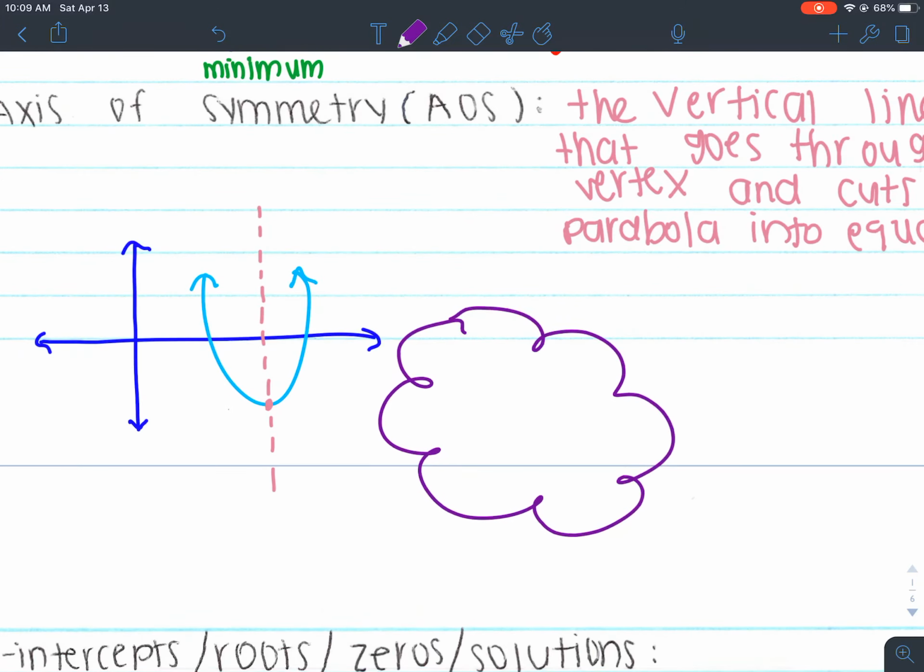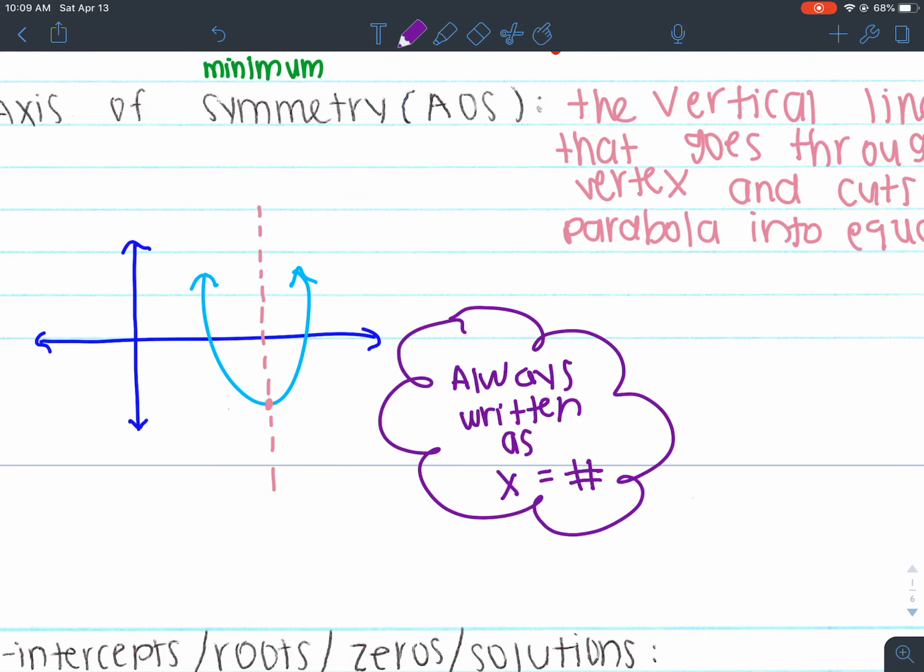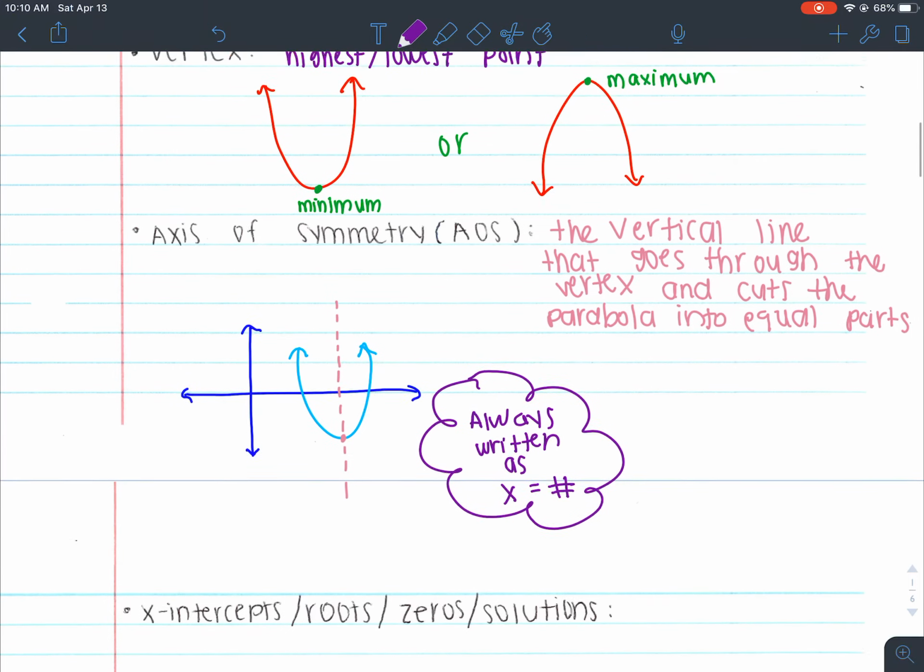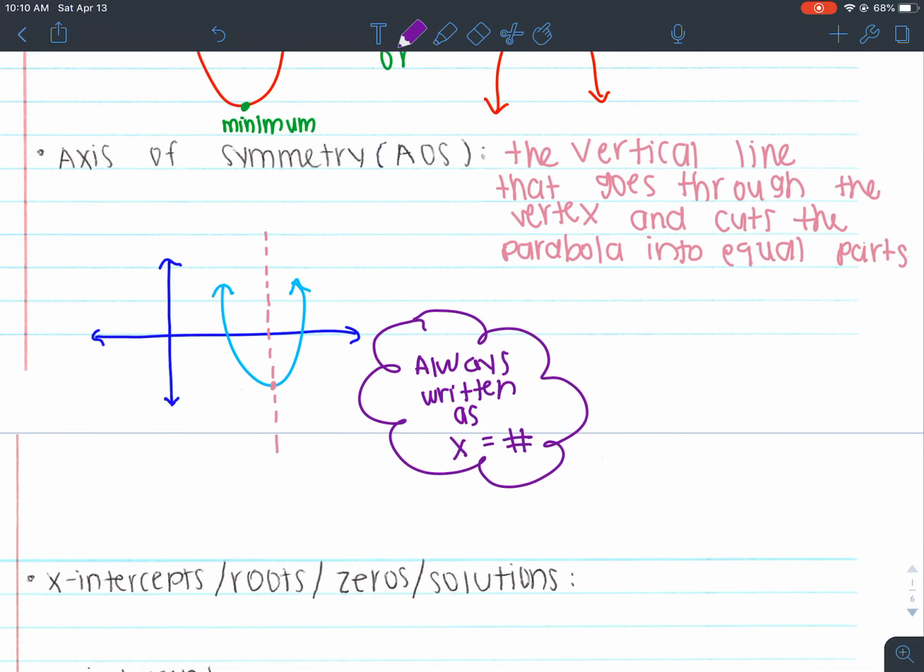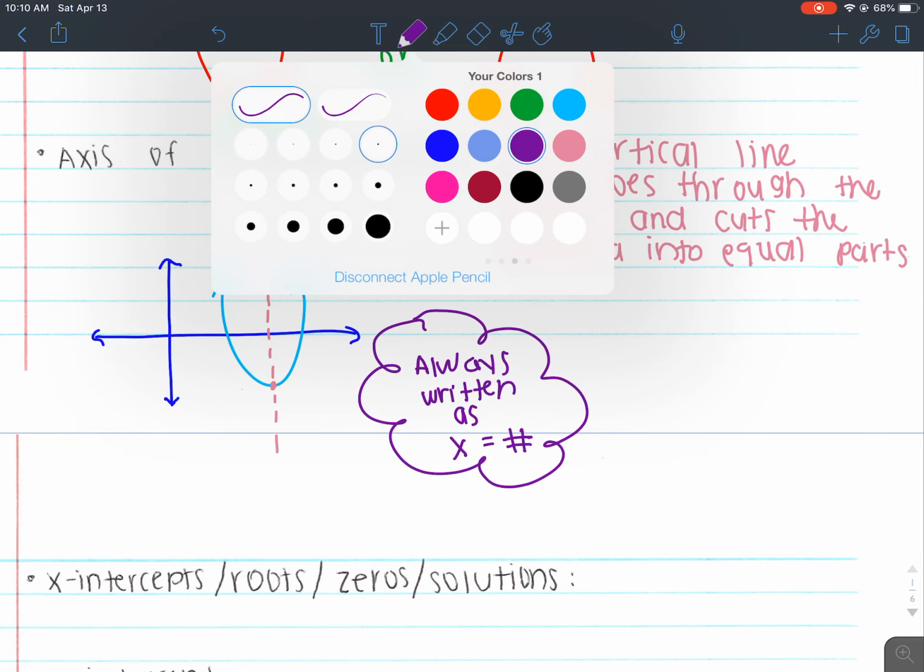Okay. It is always written as, okay, that line is a vertical line. So what axis does it go through? It goes through the x-axis. So it's going to start with an x equals, and it's going to be some number. So we learned this in Unit 3. Vertical lines have the equation x equals a number, remember? And then horizontal where y equals a number. But these are always written as x equals a number.